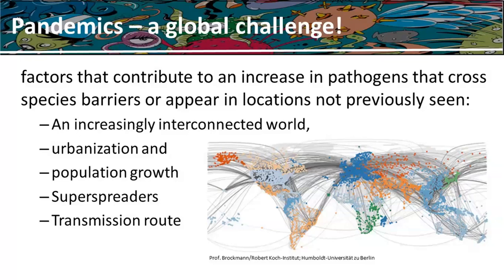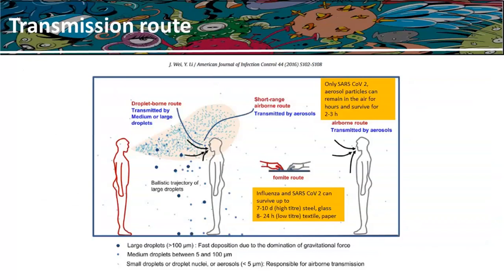So next slide. I said the transmission route is very important, and here are the four transmission routes that are possible for viruses. Influenza is only transmitted by medium or large droplets, or the droplet-borne route, and via fomites. Influenza and SARS-CoV-2 can both survive very long on steel and glass, up to 10 days, and on other materials like textile or paper, up to 24 hours. And for SARS-CoV-2, there's something very special about this virus. It can be spread by aerosol particles and remains in the air for hours, surviving there for 2 to 3 hours.